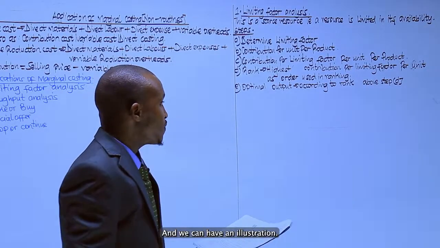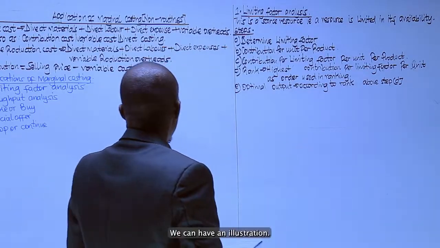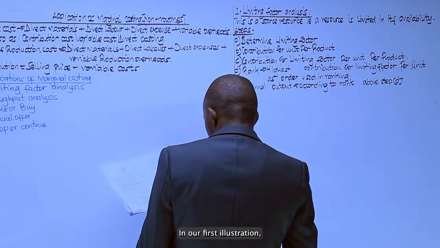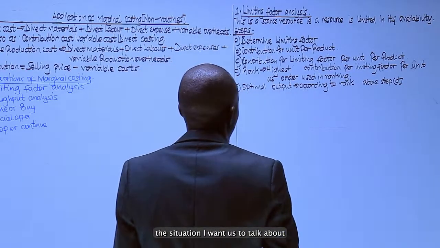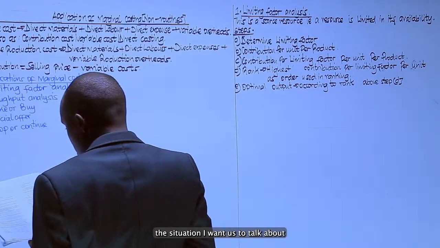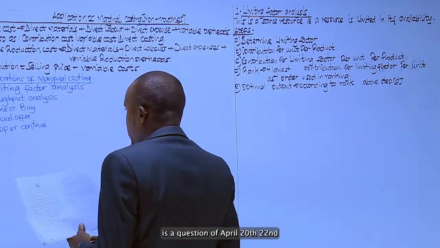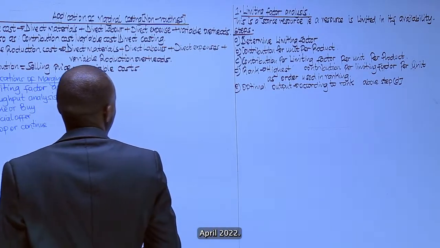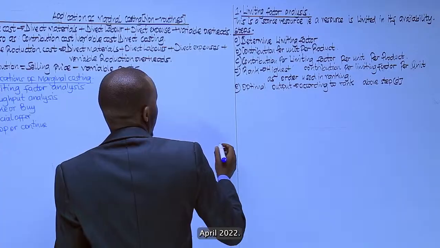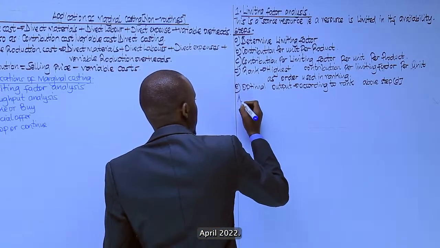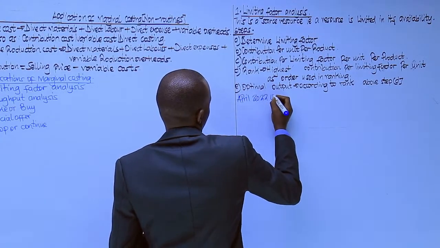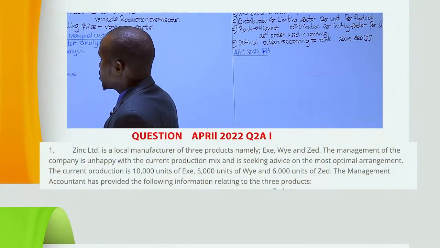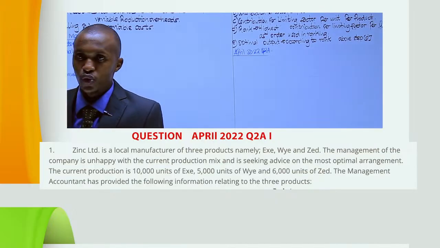And we can have an illustration. Our first illustration, the illustration I want us to talk about, is a question of April 2022. Question 2A, April 2022.